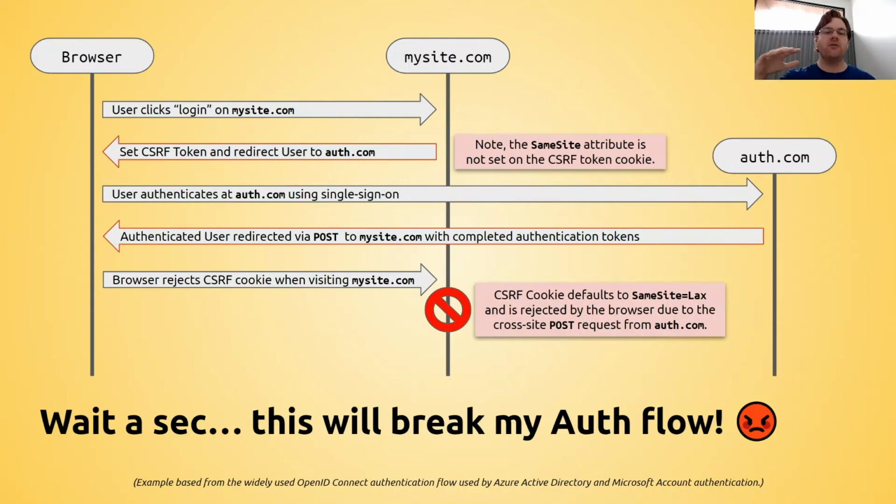It sends a login request to mysite.com, which sets a CSRF token in the cookie, redirects the user to an external authentication site, and that redirects the user back via a POST to mysite.com. That final POST request at the end needs the cookie to validate against the authentication tokens in the POST request. But because it's a POST request coming cross-site, same-site lax by default was blocking it, and so this authentication flow stopped working.